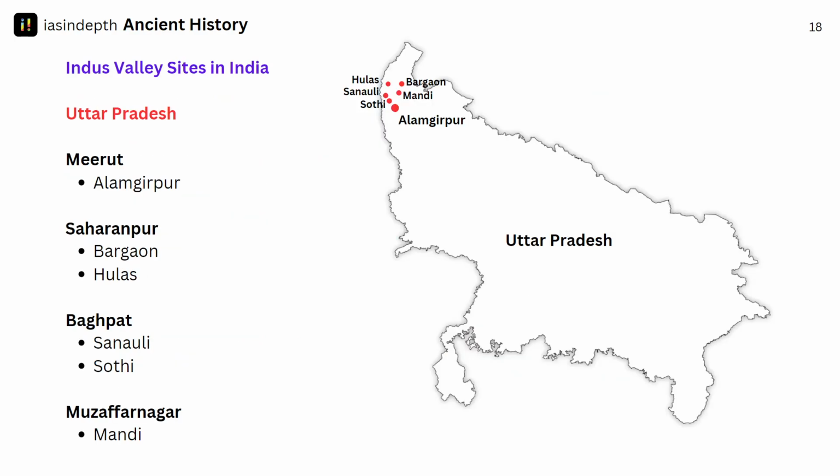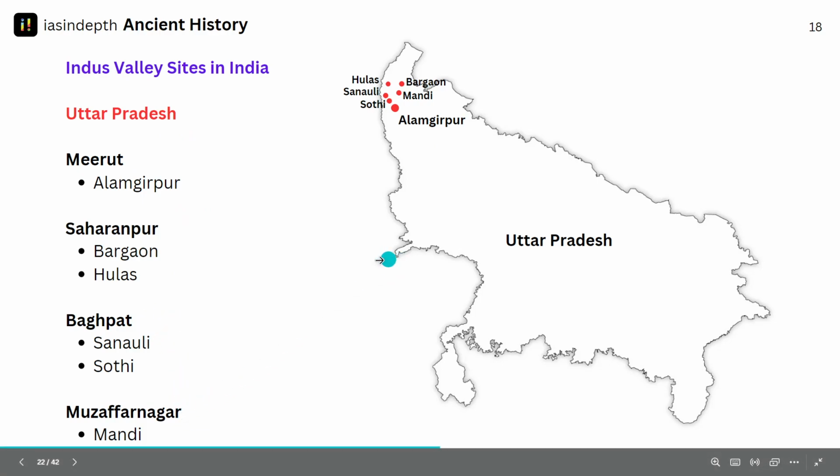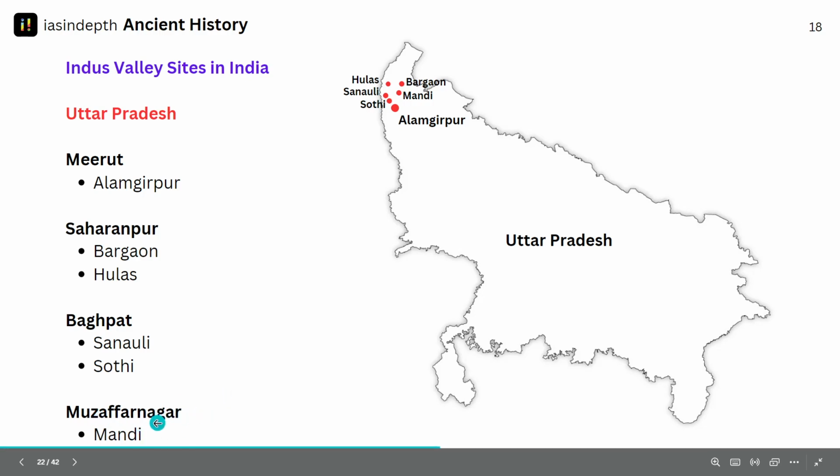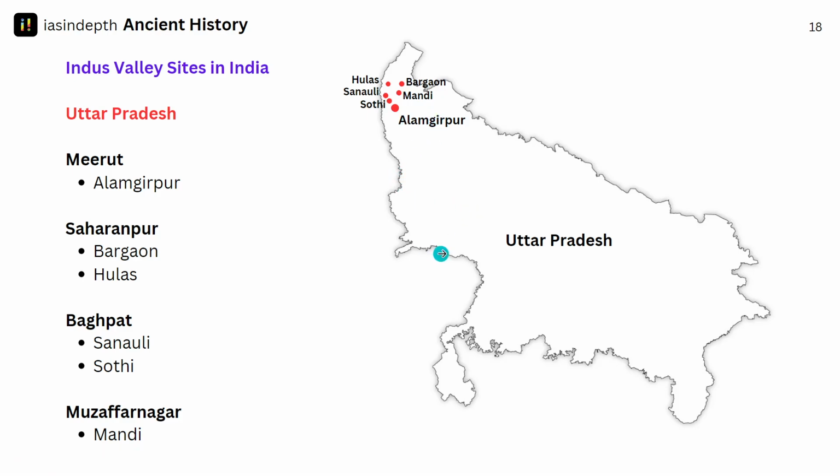Now, Indus Valley sites in Uttar Pradesh. In the state of Uttar Pradesh in India, we can locate the Indus Valley sites in the northwestern part of Uttar Pradesh in the districts of Meerut, Saharanpur, Bagpat, and Muzaffarnagar. I have given the approximately precise location of these sites: Alamgirpur in Meerut, Badgaf and Hulas in Saharanpur, Sinoli and Soti in Bagpat, as well as Mandi in Muzaffarnagar district.